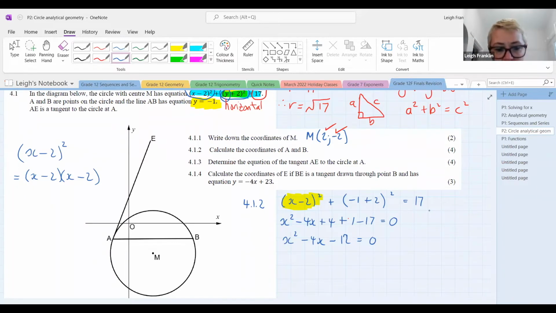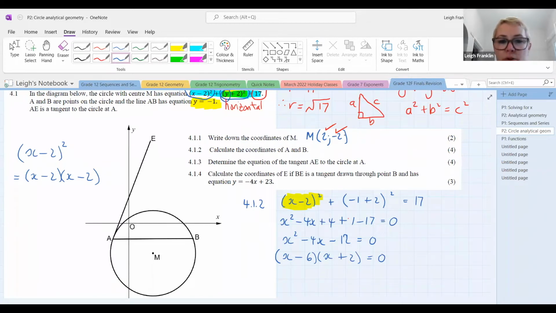Hopefully for all of us, this is easy enough to factorize. So we're looking for two numbers. When we multiply them, it gives us negative 12, but the difference between the two is 4. So this would end up being x minus 6 times x plus 2. Is everybody happy with that?